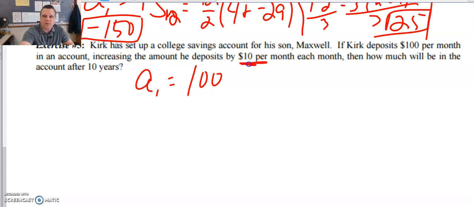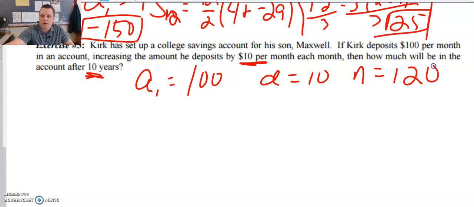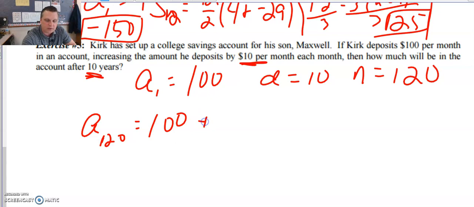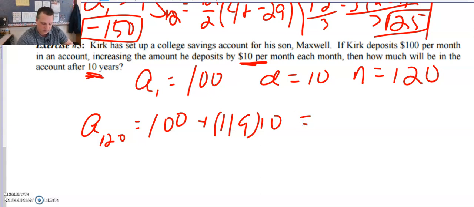Increasing the deposits $10 per month. So my D is $10. And it goes per month. So we're talking about 10 years. So my N is going to be 120. So there's 120 months in 10 years. So we need to find our A of 120. So A of 120 is 100 plus 119 times 10, because 119 is your 120 minus 1. So A of 120 is 1290.